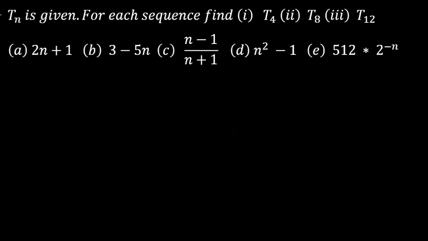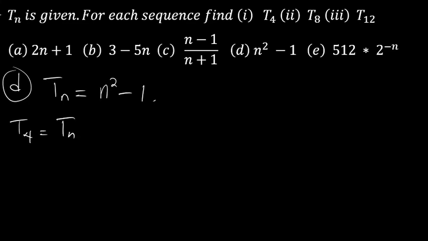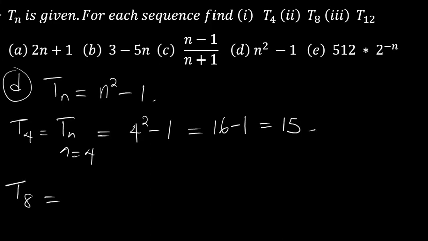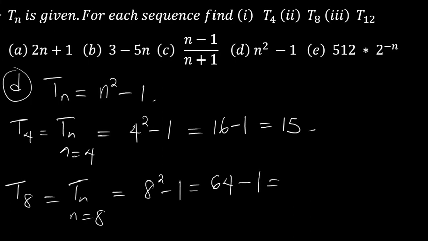Now let's go over to the D. For D, you have the nth term to be equal to n squared minus 1. So the fourth term is equal to the nth term when n is equal to 4, which is equal to 4 squared minus 1. So 4 squared is 16, minus 1. This will now be 15. Now the eighth term is equal to the nth term when n is equal to 8, which will be equal to 8 squared minus 1.